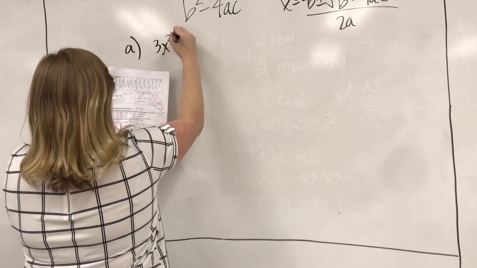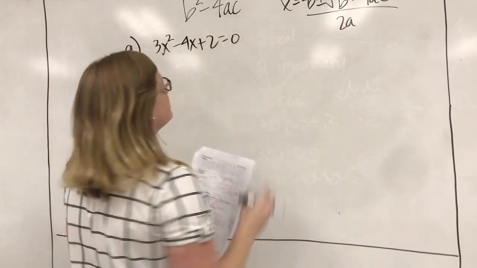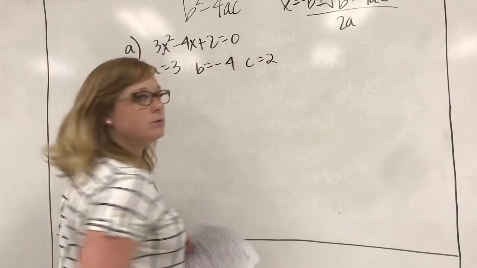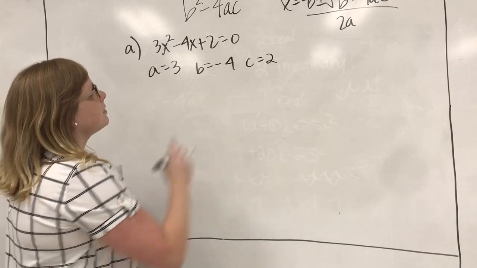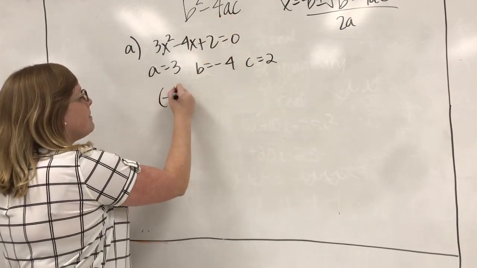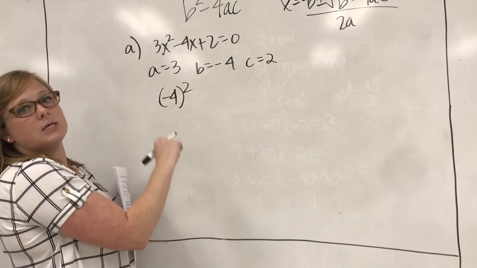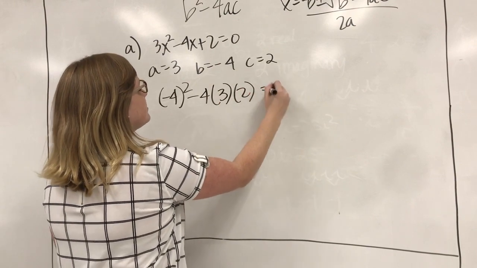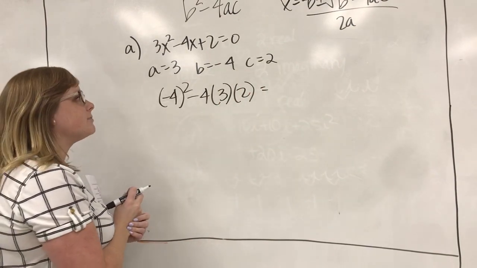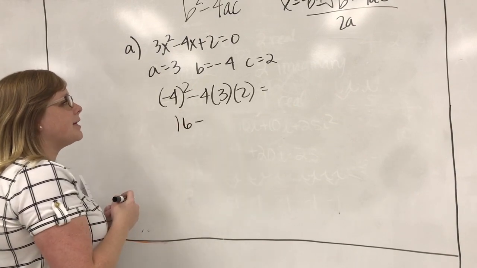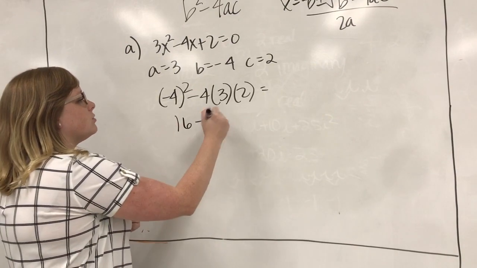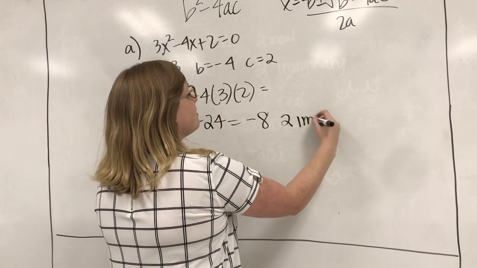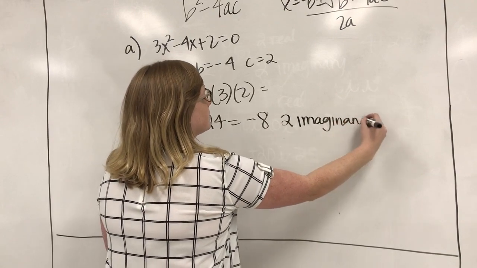A, 3x squared minus 4x plus 2 equals 0. My A value is 3, my B is negative 4, and my C is 2. Okay, so I'm going to plug it into b squared minus 4ac. Make sure you are putting that in parentheses or you're going to get it wrong. You type it in, it's going to give you a value. This is 16 minus, what's that, 12 and 2 is 24. 16 minus 24 is negative 8, so I have two imaginary solutions, okay?